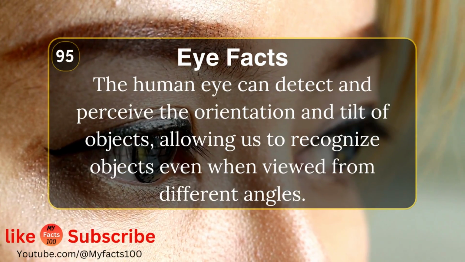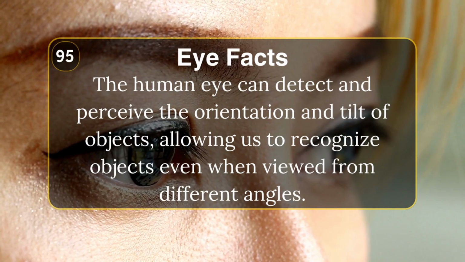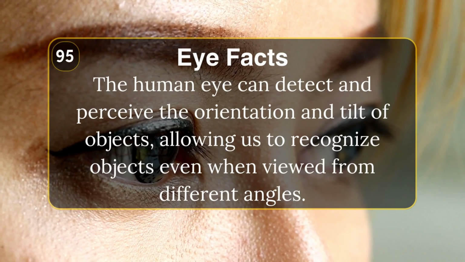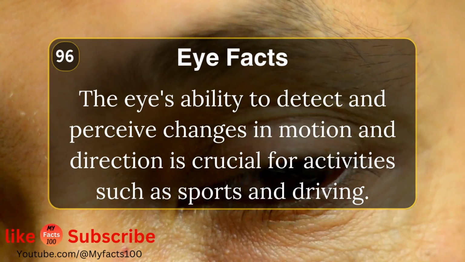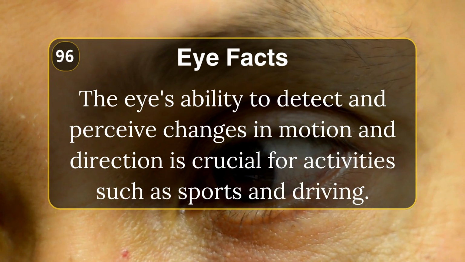The human eye can detect and perceive the orientation and tilt of objects, allowing us to recognize objects even when viewed from different angles. The eye's ability to detect and perceive changes in motion and direction is crucial for activities such as sports and driving.